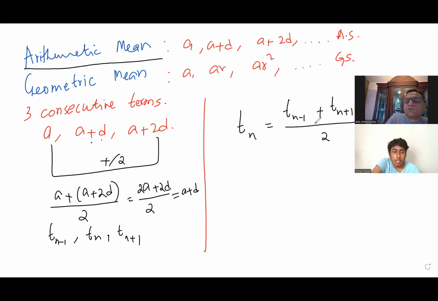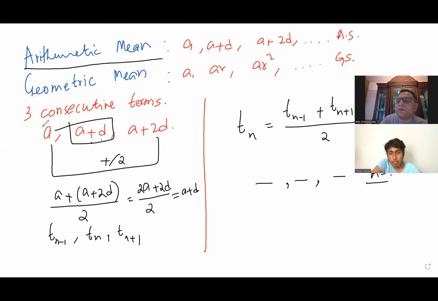Okay, sir. My only question is that for a plus a plus 2d over 2, how do you get to a plus d? Wouldn't it be 2a plus 2d? Dividing by 2 will give you a plus d, which is your center term, right? You get the idea?